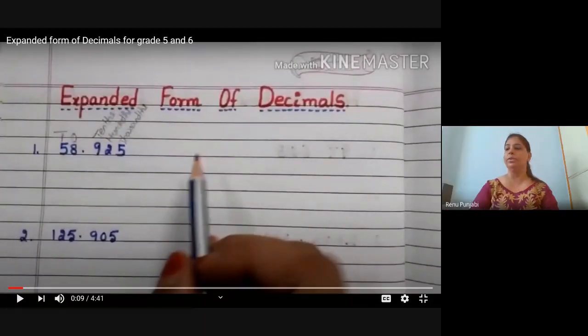Okay, thank you. Now, we have learned how to write the expanded form of the given number. Now, when the expanded form is given to you, how will you write it in the short form? Earlier the short form was given and you were writing it into the expanded form, from small to big. Now, if the expanded form is given to you, how will you write it into the short form?